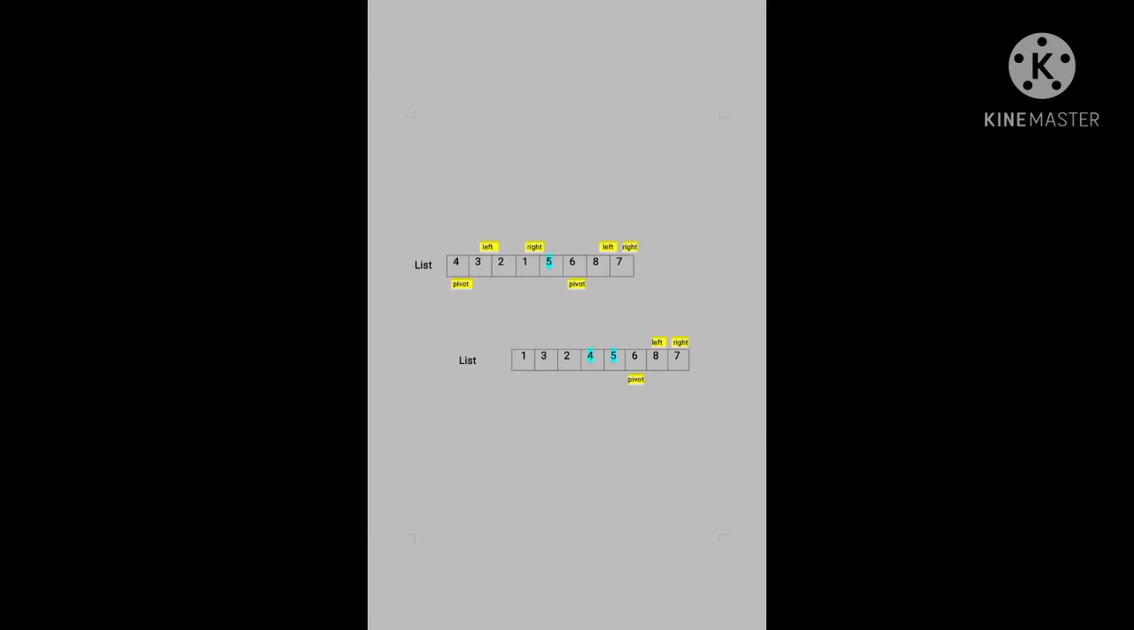Here, left and right are both stopped. Left is greater than right, so we need to swap list pivot and list right. Here, we can observe that all the numbers on the left side of 5 are smaller and the right side are greater. That means 5 is placed in its correct position.